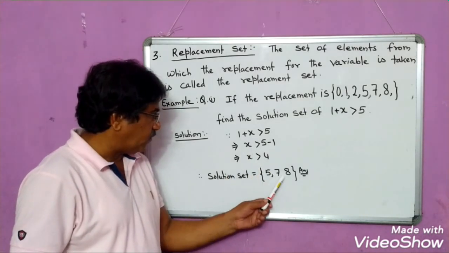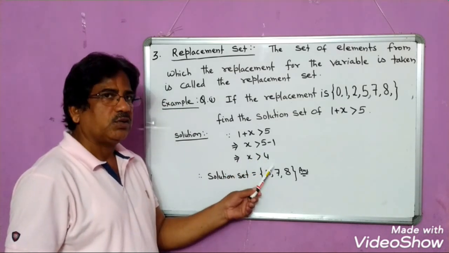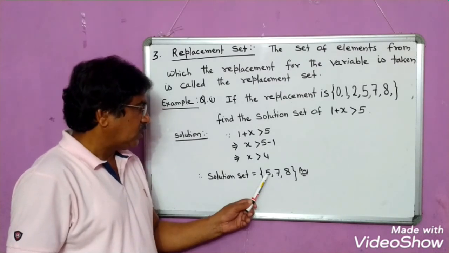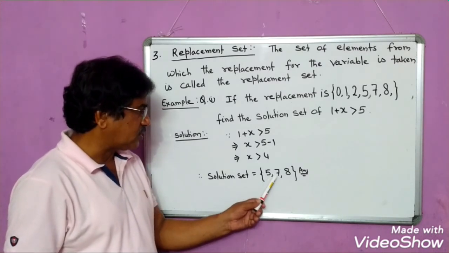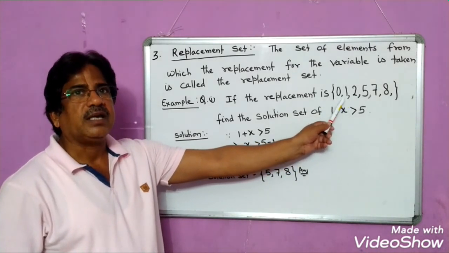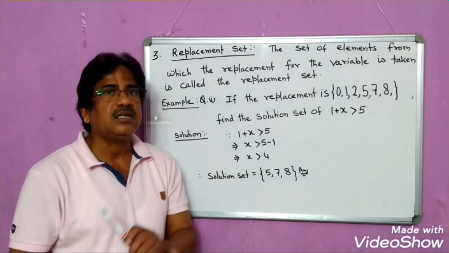Because these are the values which satisfy the condition x is greater than 4. So all the values of x should be greater than 4 and from the replacement set we have got only 5, 7 and 8. 0, 1 and 2 will not be taken because they are less than 4. They are not satisfying the condition x is greater than 4.